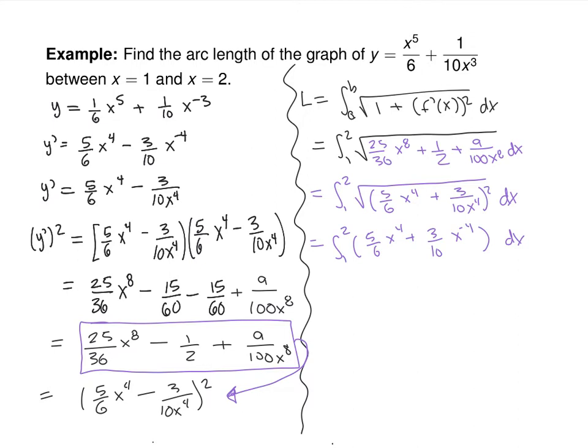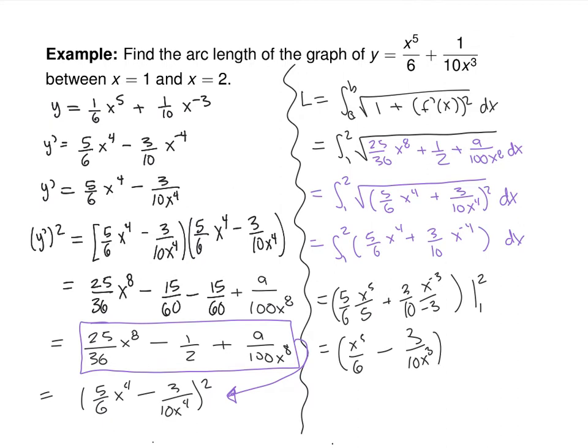So I care that you can anti-differentiate. When you do so, you get 5/6 x to the 5th over 5 plus 3/10 x to the negative 3 over negative 3, evaluated from 1 to 2, or x to the 5 over 6 minus 3 over 10 x cubed, evaluated from 1 to 2. And from there, after lots of arithmetic, you get 1,261 over 240. Don't waste your time doing that arithmetic. Just make sure you understand the whole factorization process.